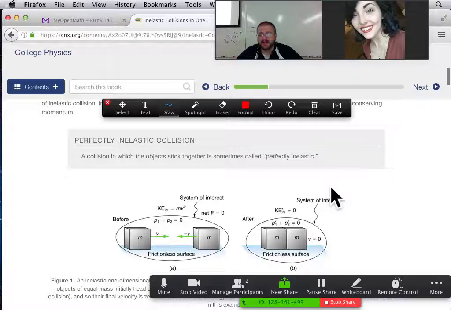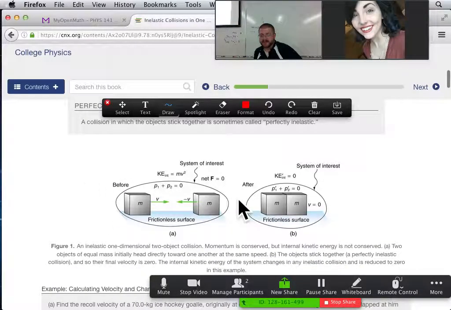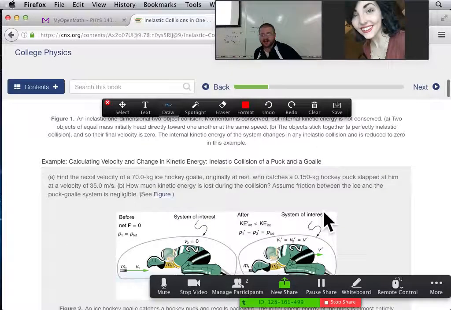So here is a definition for a perfectly inelastic collision: a collision in which the objects stick together. And if it's going to be perfectly inelastic, you have to say a collision in which the objects stick together and there are no external forces acting on the objects. So you'd have to include that to make it perfectly inelastic. But in the case of a perfectly inelastic collision, we still conserve momentum, and within the system, the momentum is still conserved, but the kinetic energy is not conserved.